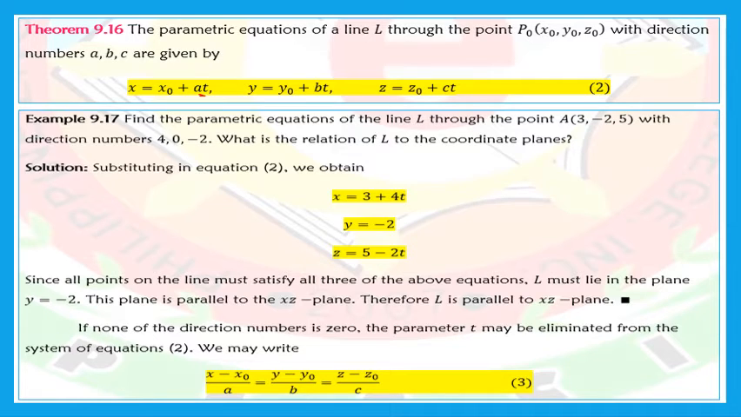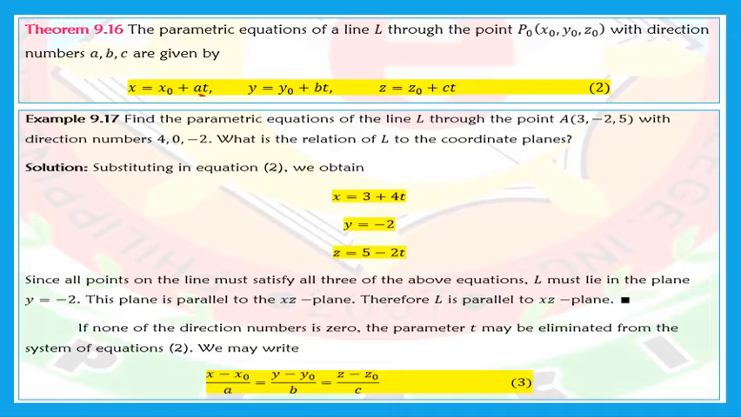So, for example, find the parametric equations of the line L through the point with direction numbers. Pag sa given ninyo class na example, pinapahanap yung parametric equation and then may given na direction numbers, ang gagamitin ninyo na formula is sa theorem 9.16. Kung ang pinapahanap lang is parametric equation, but hindi given yung direction numbers, ibig sabihin theorem 9.13 yung gagamitin ninyo.